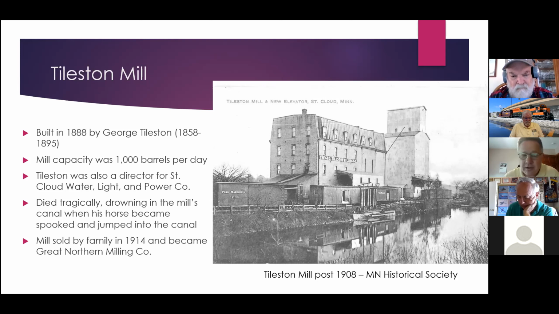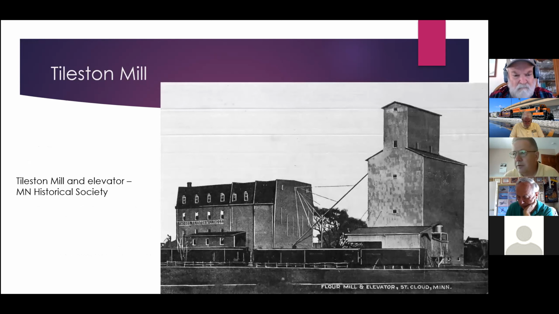And unfortunately, not having him around probably led to some issues later that might not have been if he'd been around. But the mill was sold by the family in 1914 and became the Great Northern Milling Company. So this is a picture of the mill sometime after 1908. This is another photo I found showing the mill and the elevator. The elevator was actually built a little later, and we'll talk about that.